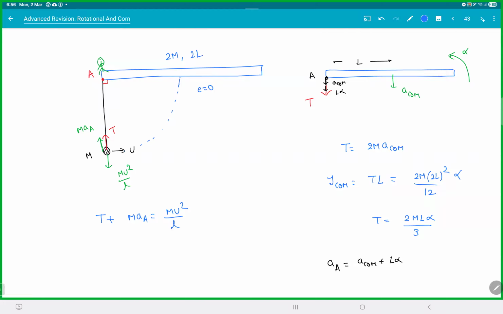Actually, I'll keep it here only. What is A com? Acceleration of A is A com plus L alpha. So tension plus m into A com plus mL alpha is equal to mu square by L. But what is m A com? m A com is T by 2. So T plus T by 2. What is mL alpha? mL alpha is 3T by 2, is equal to mu square by L. That would be T by 2 plus 3T by 2, which is 2T. So T is equal to mu square by 3L.